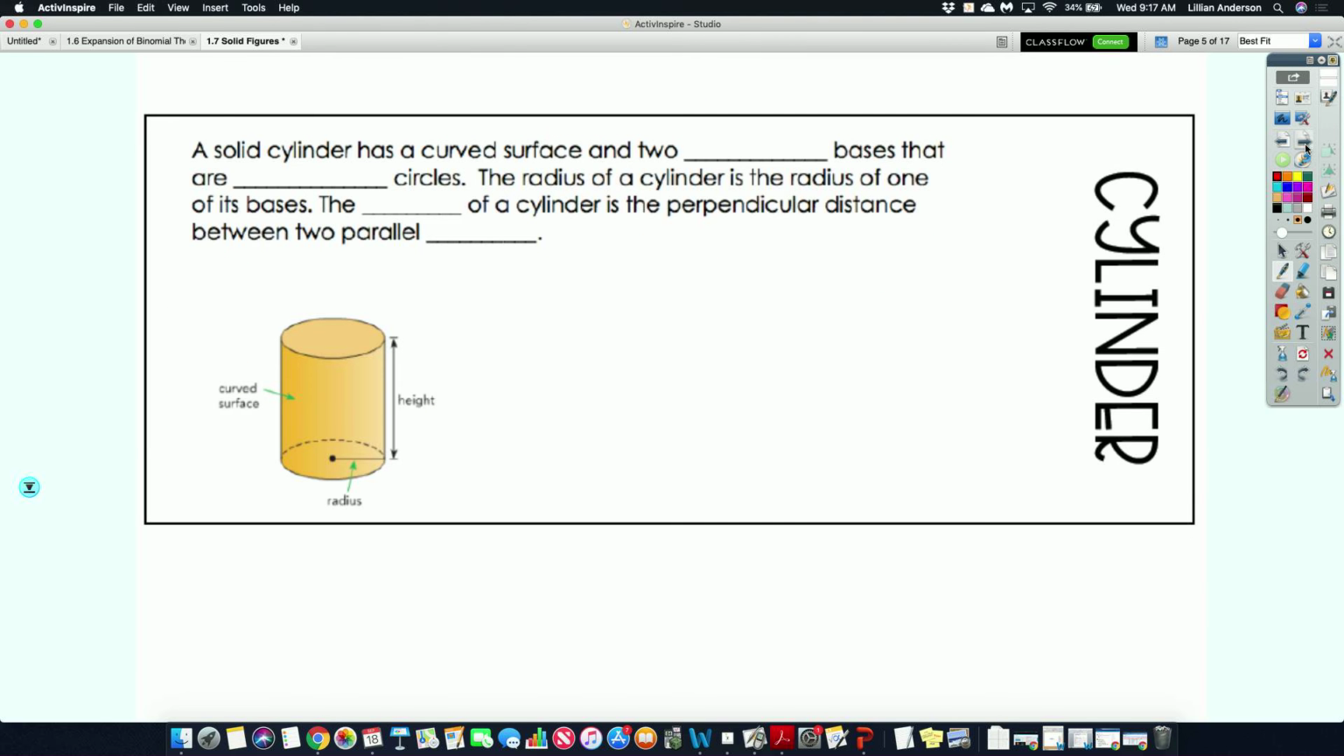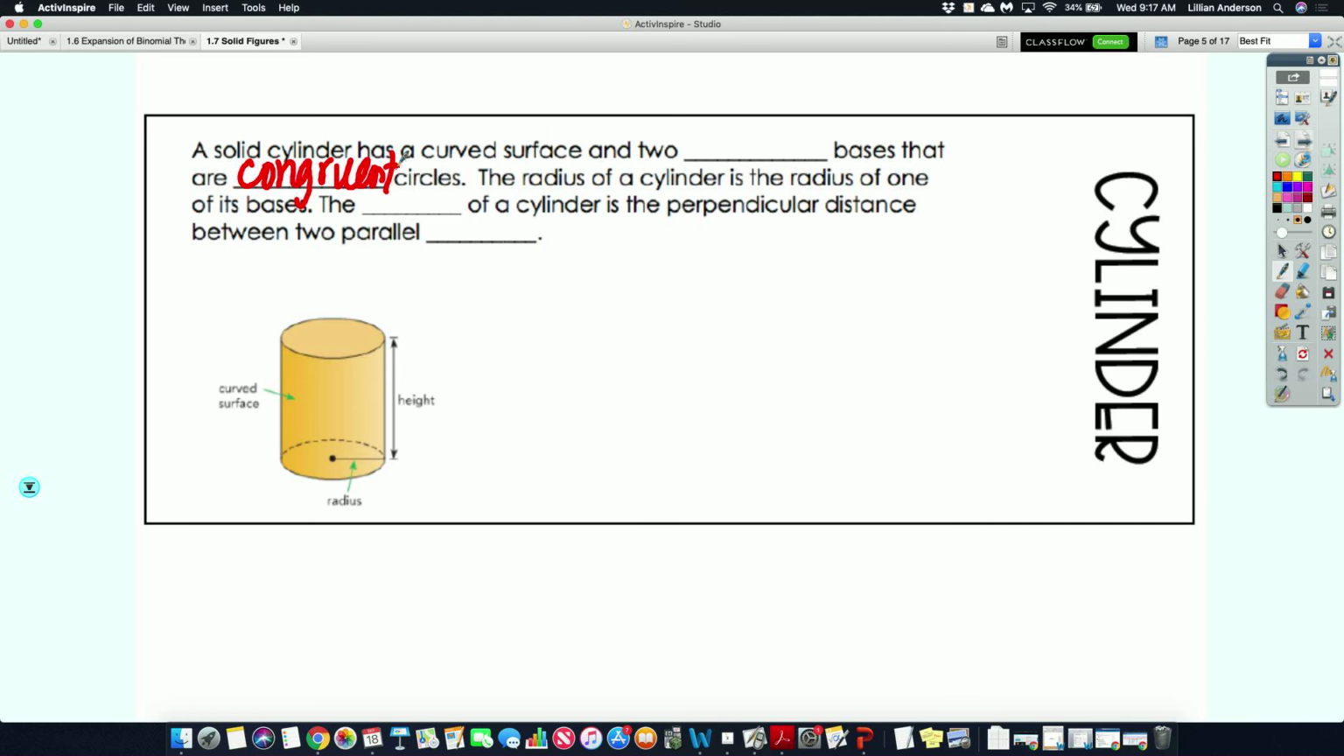A cylinder, kind of like a can of green beans. A solid cylinder has a curved surface and two bases that are circles. Two what bases? The top and the bottom of the cylinder, they're going to be what? They are going to be circular, okay, hence the circles part, but the two bases are also going to be what? They're going to be congruent, okay? They are congruent circles, and they're also going to be what? Parallel.